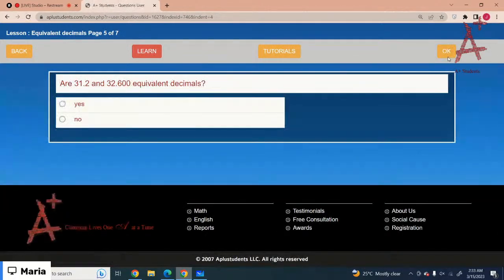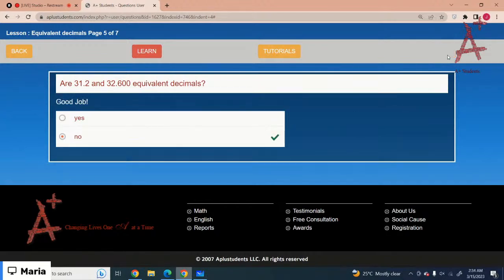Are 31.2 and 32.600 equivalent decimals? Yes or no? Think and then answer. No, they are not equivalent. Their digits are not the same. Got it? They are not equivalent because they have different digits at different place values. Got it?